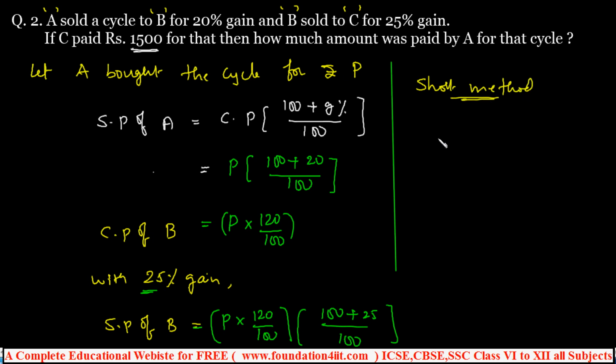Short method is just X by A dash, B dash, because A sold to B, again B sold to C. That's right. X is nothing but who purchased. How much is the X value? It is 1500 by A dash. A dash is nothing but A's gain percentage, that is already 100%, extra 20% he got, so 120%, into B dash. B is having already 100% with 25% gain, so 100 plus 25, 125%, directly you should take. A dash is along with A's gain, B dash is along with B's gain.